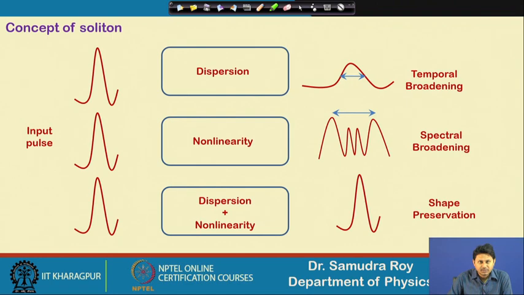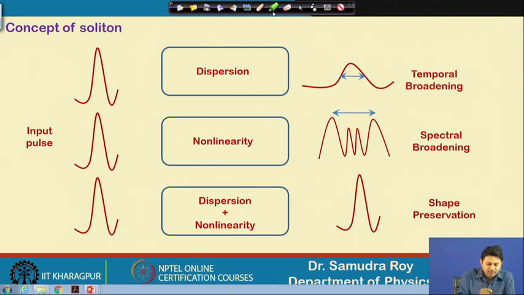So, what happens when the pulse is moving individually in a dispersive medium, individually in a nonlinear medium, and in a dispersive plus nonlinear medium together? Let us try to summarize this. This is the input pulse in the time domain. When it is moving through a dispersive medium, only dispersion takes place, and when dispersion takes place, there will be a temporal broadening, as I mentioned. The pulse will broaden in the time domain. So, this is time.